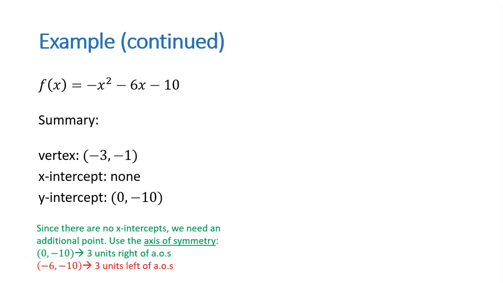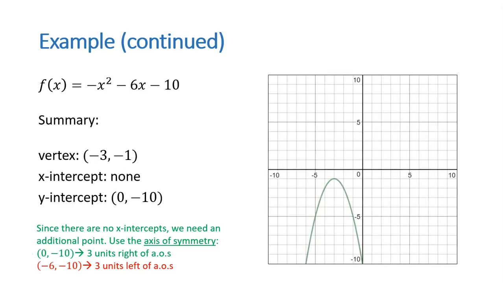So the point that's going to be 3 units to the left of the axis of symmetry is going to be the point (-6, -10). So that's our third point. Once we have the vertex, the y-intercept, and then in this case just another point that we found, we can generate our graph, and our graph should look something like that.